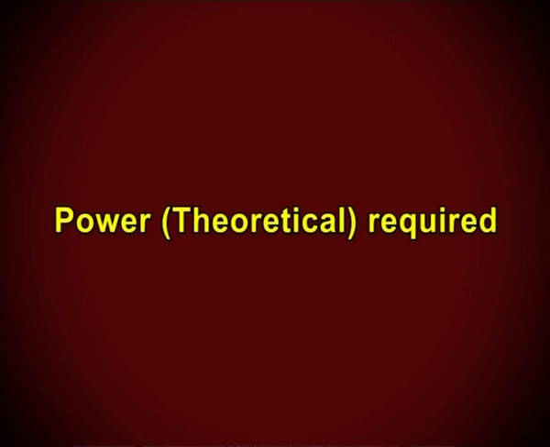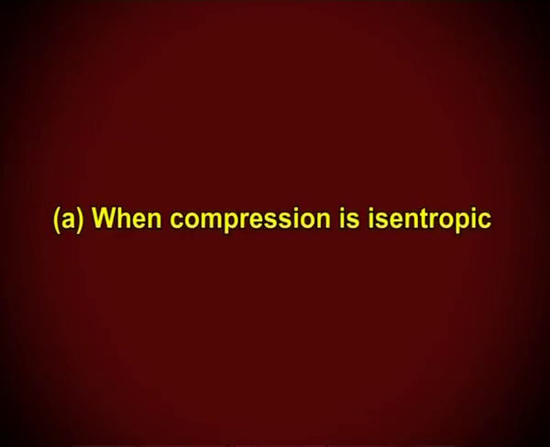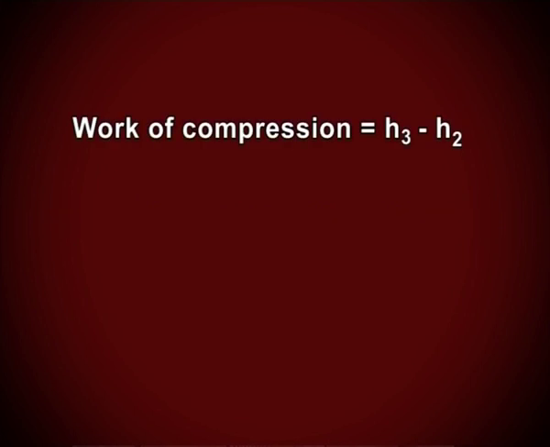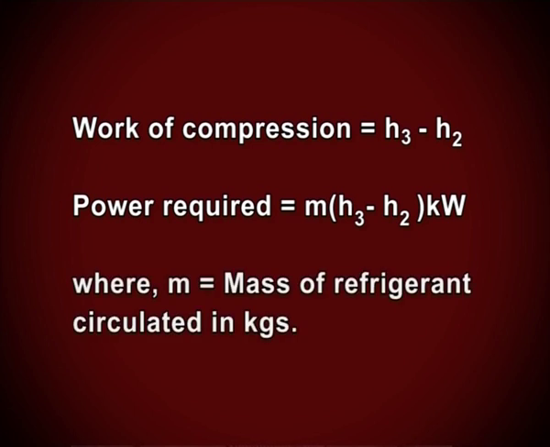Theoretical power required. Theoretical power per ton of refrigeration is the power theoretically required to compress the refrigerant. Here, volumetric and mechanical efficiencies are not taken into consideration. The power required may be calculated as follows. A. When compression is isentropic, work of compression equals h3 minus h2. Power required equals m into (h3 minus h2) kW, where m equals mass of refrigerant circulated in kg/s.